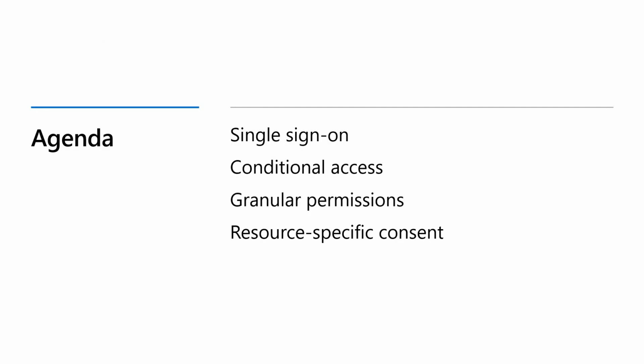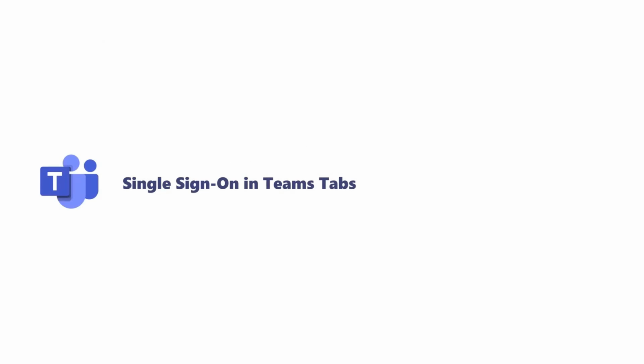So we'll talk about four features here. First is single sign-on with Azure Active Directory for your tabs and your bots. Next, we'll talk about conditional access policies for tabs. Then granular permissions for Graph APIs. And finally, resource-specific consent for how to use Graph APIs without involving an admin. Let's check out a video on single sign-on.